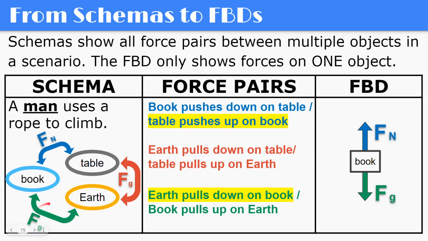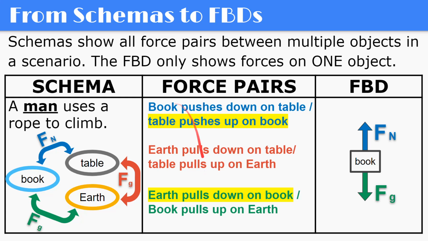You can see the different forces here, but the only two that would show up in a free body diagram... and I forgot to change this. This is supposed to say book and table over here. I did a different one. But it should say a book sits at rest on a table like it did before.